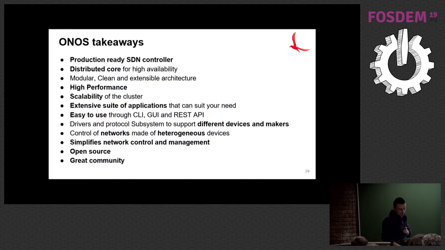And yeah, just quickly the takeaways. ONOS is production ready. That's the critique it used to get in the past, but now with actual real deployment, this can be proved. It has a distributed core. It's modular, so if you write code in one area, you don't affect the other code. It's high performance, scalable. It's easy to extend. It's easy to use from CLI, GUI, and REST. And it simplifies the network. It's open source, and it has a great community.